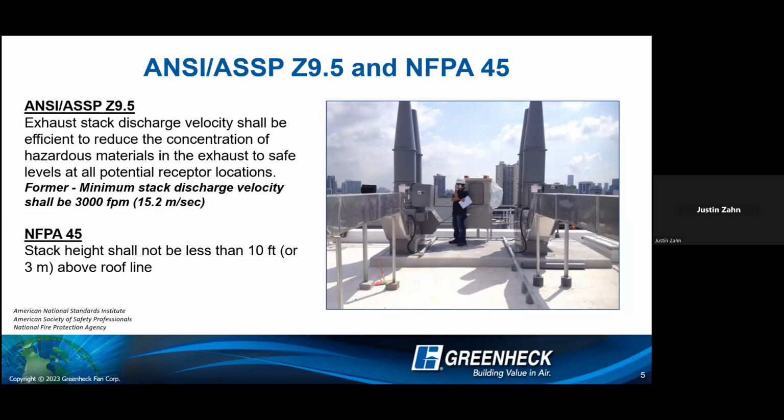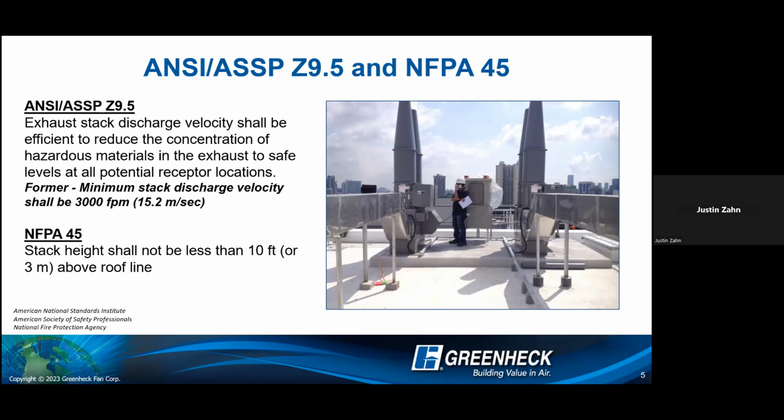Standard number two is NFPA 45, which states that these fans need to be 10 feet tall minimum. We get the question all the time, can you make these fans 8.5 feet tall, 9 feet tall, whatever it may be? The answer is always no. We will never build a laboratory exhaust fan under 10 feet tall. That is a hard rule that we follow.